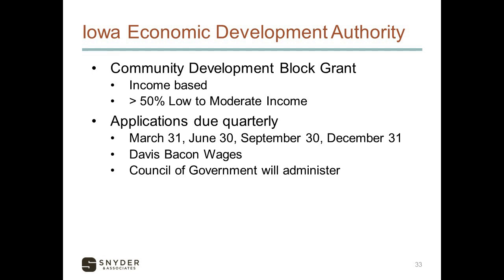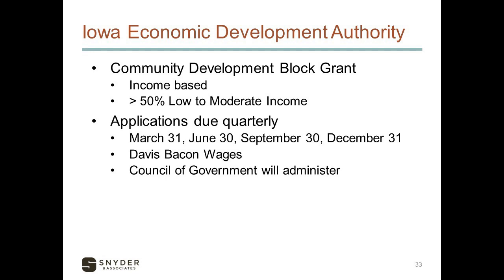And so greater than 50% of the households in your community need to be low to moderate income to qualify for these grants. They have a standard list of communities which are eligible based on census data. But if your community is close to the limit, you are allowed to do an income survey and submit those results to show eligibility if you are not on the list.